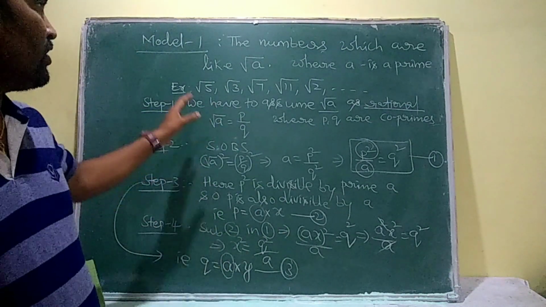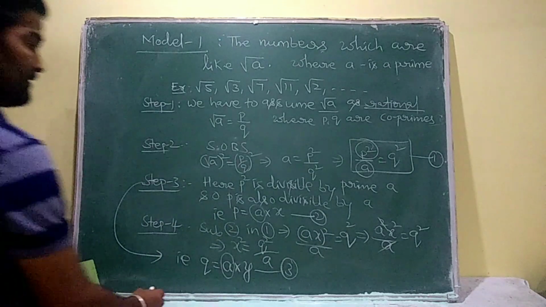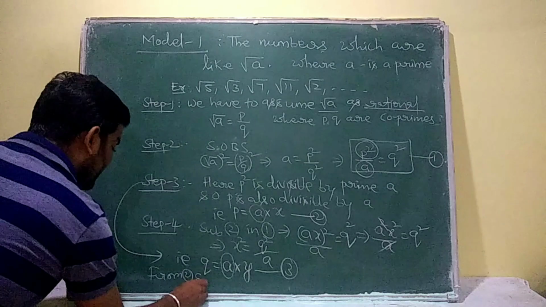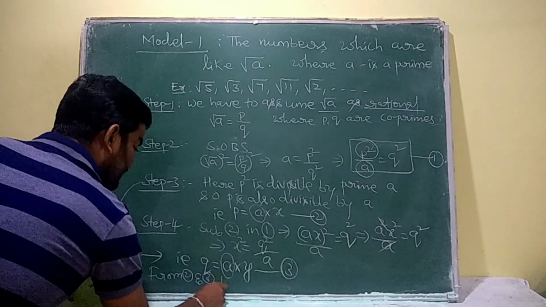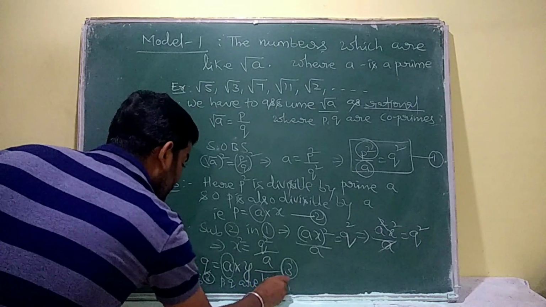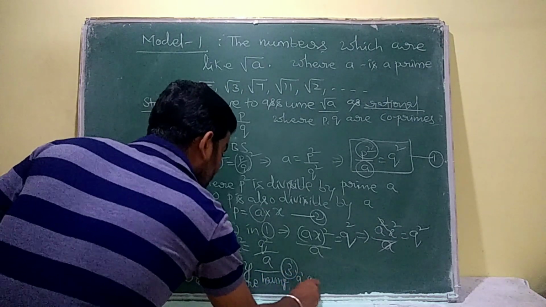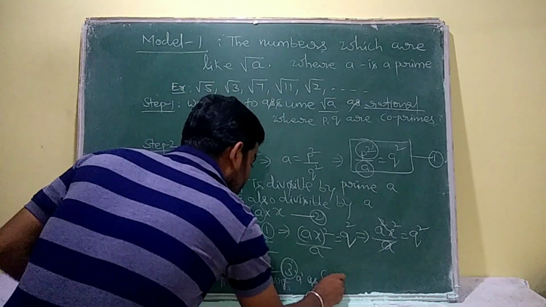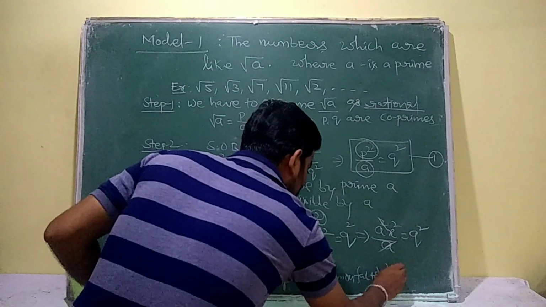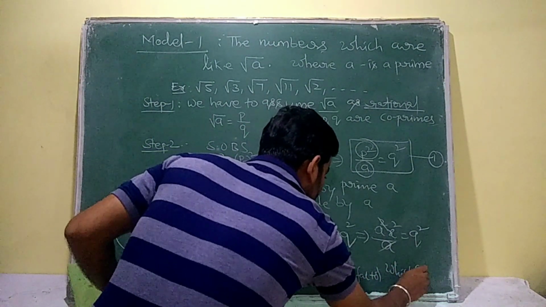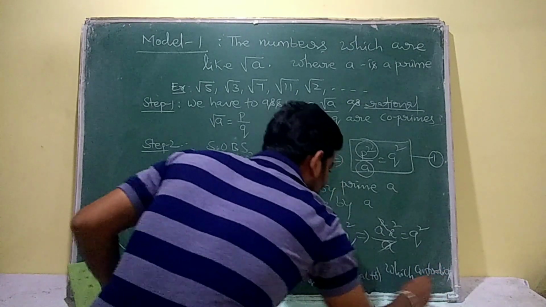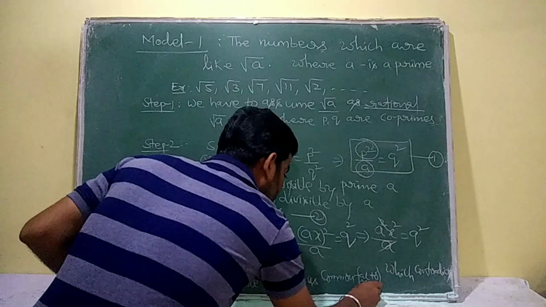This is model 1. Finally, what we are going to conclude from 2 and 3 is that P, Q are having A as common factor, which contradicts our assumption.